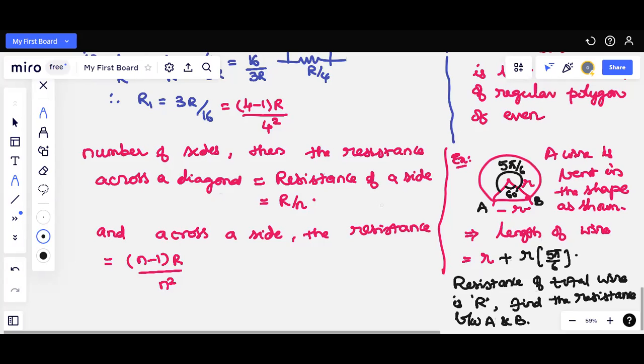5/6 means 30 degrees. This is 5/3, right? 5/3. Sorry, Nana, so this is 5/3. 5/3 means 60 degrees. Yes, exactly, and this is 5/3. Thank you, Aniruddh. 5/3 exactly, you are right.